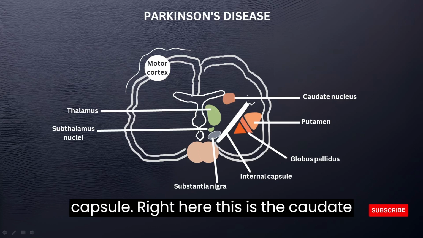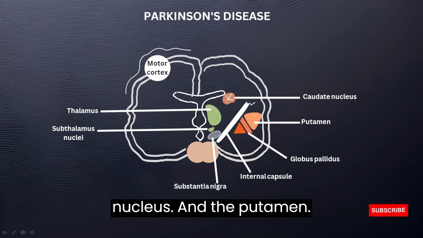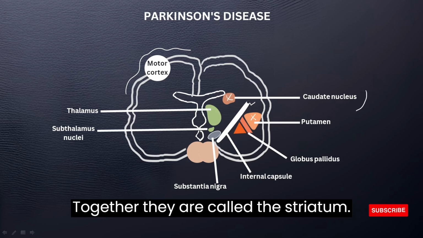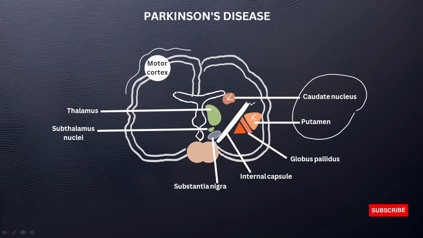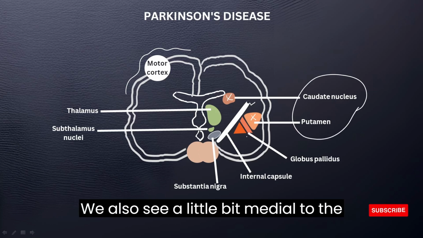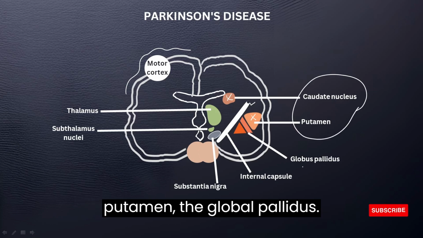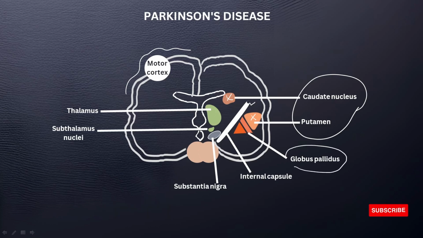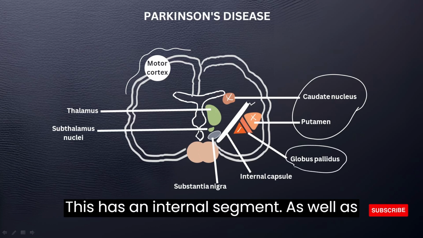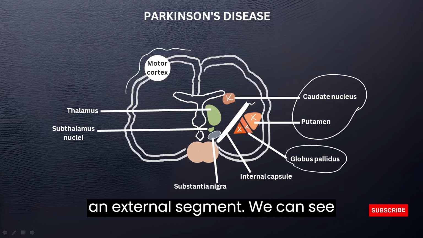This is the caudate nucleus and the putamen. Together, they are called the striatum. We also see, a little bit medial to the putamen, the globus pallidus. This has an internal segment as well as an external segment.